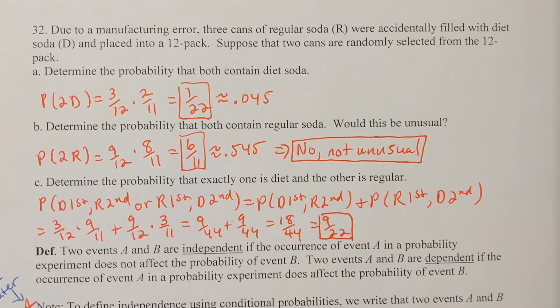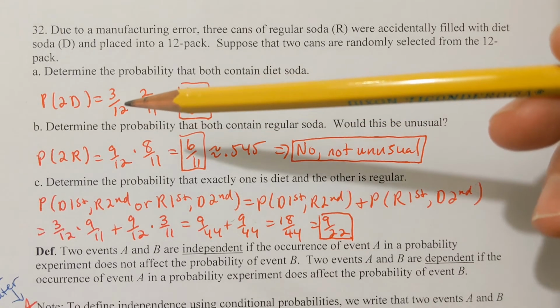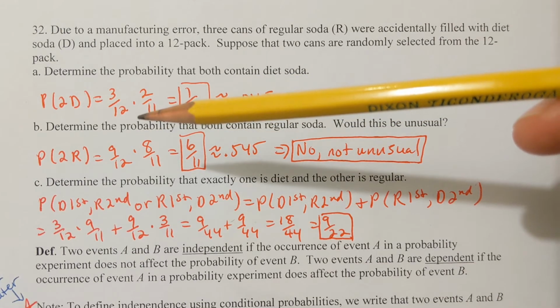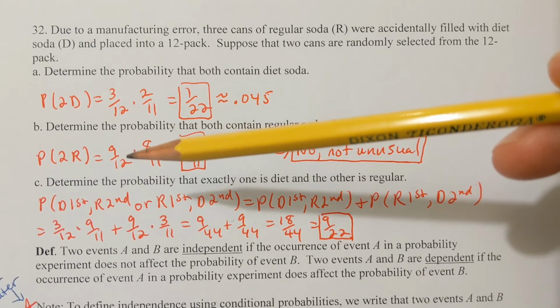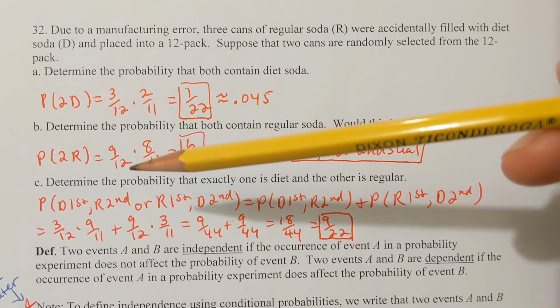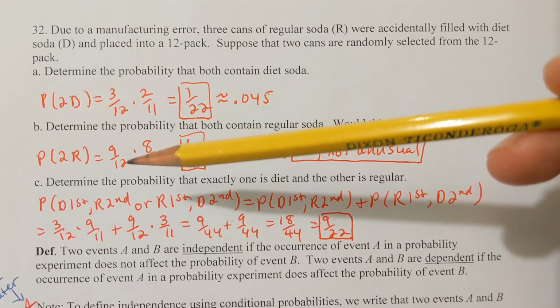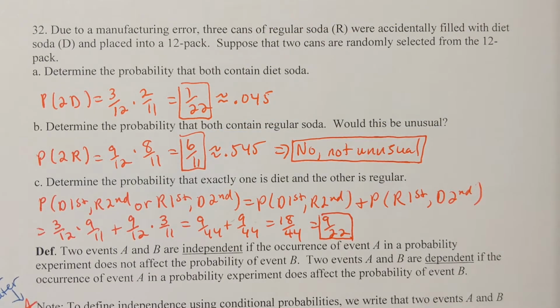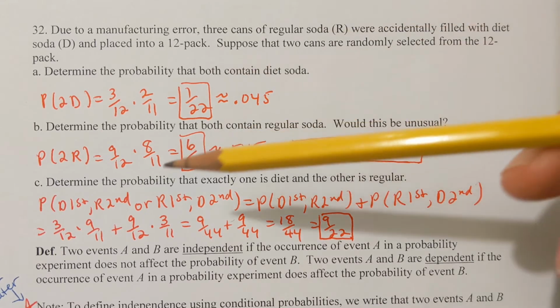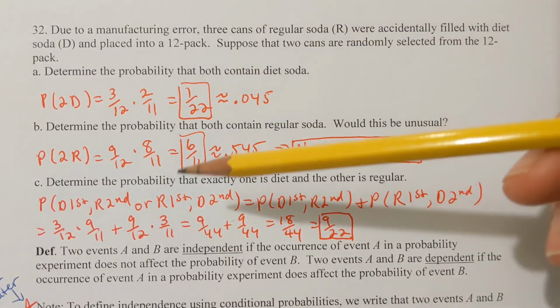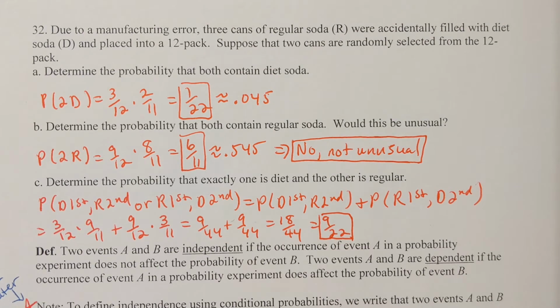Part B, determine the probability that both contain regular soda. Well, if 3 of the cans in the 12-pack are diet soda accidentally filled, then the other 9 correctly filled are regular soda. So 9 over 12 will be the probability that the first can will be regular soda. Once you've selected a regular soda from the 12-pack, 11 cans are left in the 12-pack. 8 of them are still regular soda though, so I'd multiply by 8 over 11.